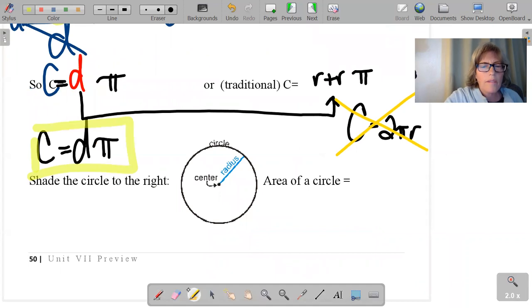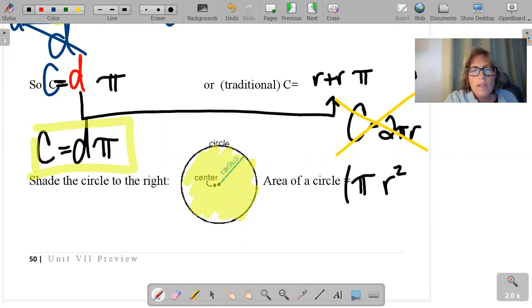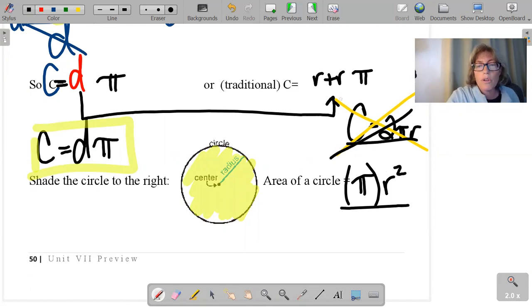And this is why. Area of a circle. I'd like you to just shade the circle. To find the area of that circle, you're going to square the radius times pi, r squared. That's for area. And 2 pi r and pi r squared, because there's a 2 in both, sometimes students mix those up, so I will never use this.